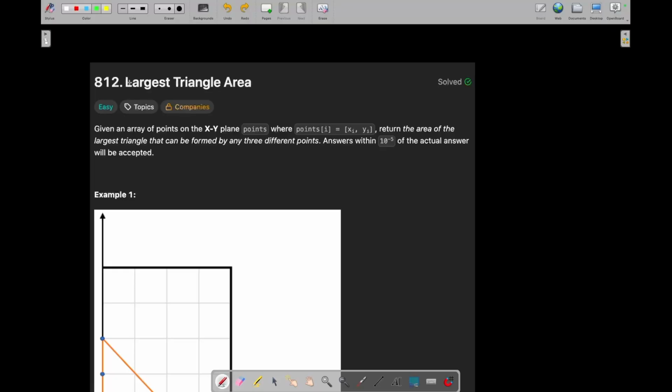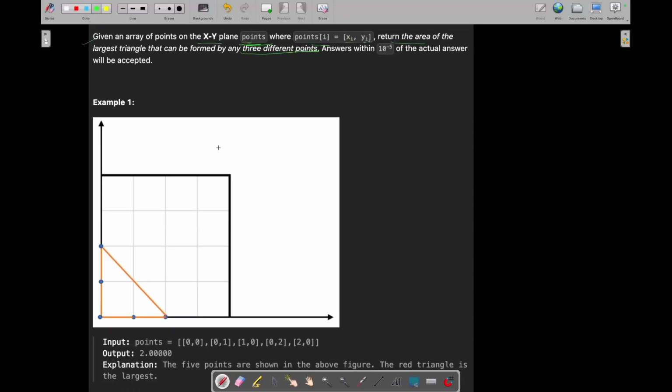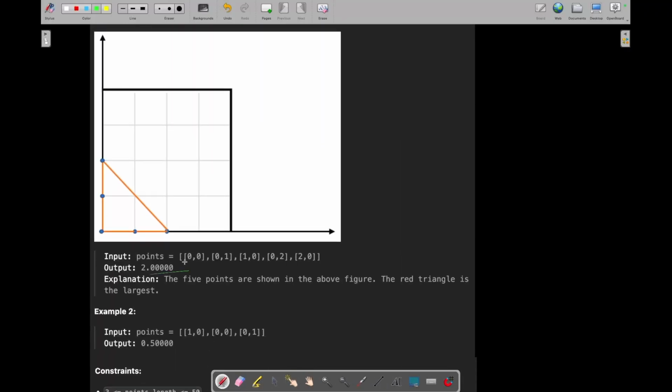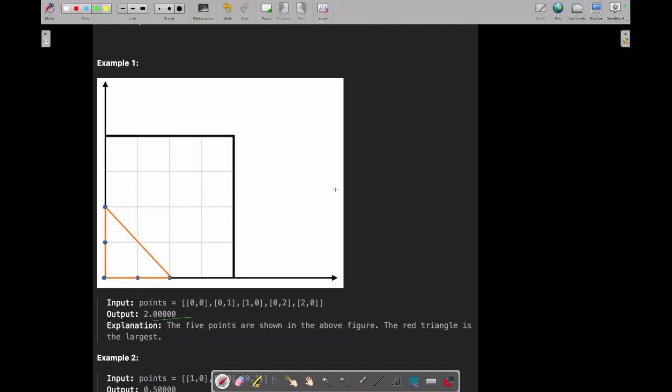Now we are going to see today's Leetcode daily challenge, which is Largest Triangle Area. Okay, so let's see what this question is and how we can solve it. In this question, you are given an array of points on the xy plane, where points[i] is [xi, yi]. Return the area of the largest triangle that can be formed by any 3 points. Answers within 10 to the power minus 5 of the actual answer will be accepted. Because the answer can be a decimal, that's why you have been given that answers within 10 to the power minus 5 of the actual answer will be accepted.